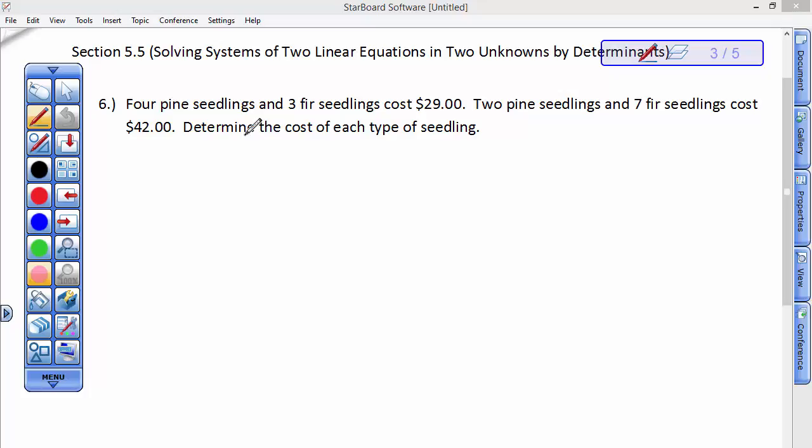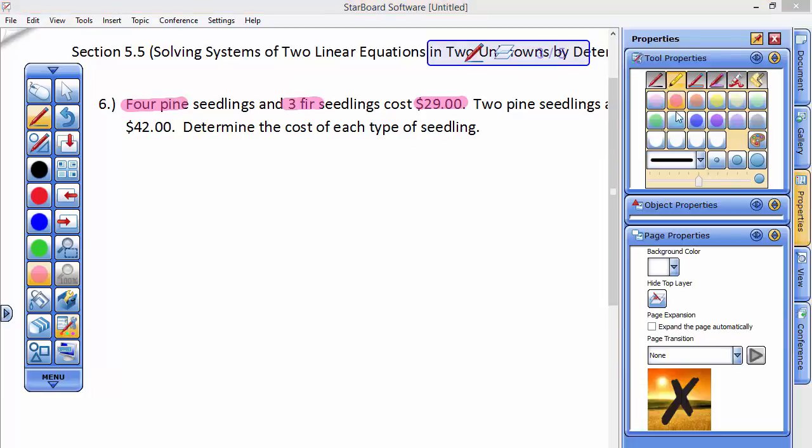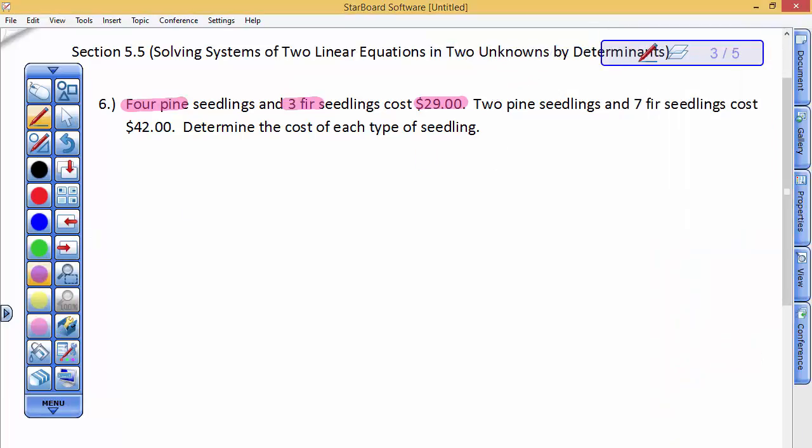Actually, it's not a total and a cost. It looks like we buy 4 pine seedlings and 3 fir seedlings for a cost of $29. And then I'm going to go ahead and change my color here. Then we buy 2 pine seedlings and 7 fir seedlings for a cost of $42. So actually both equations are going to have cost involved. And therefore, the question is to determine the cost of each type.